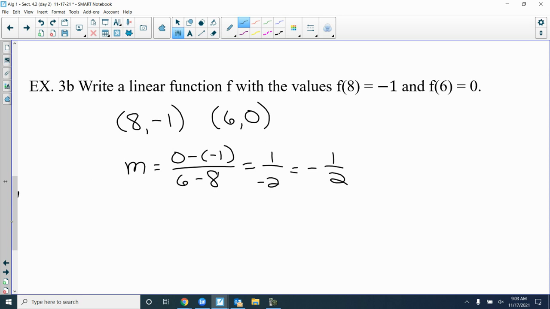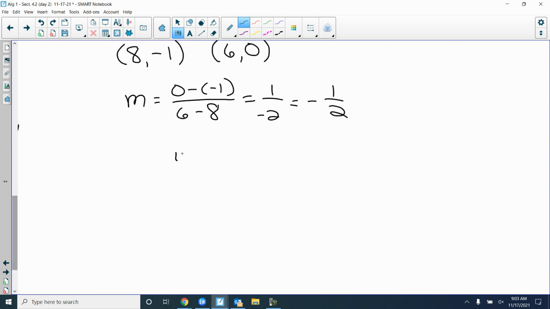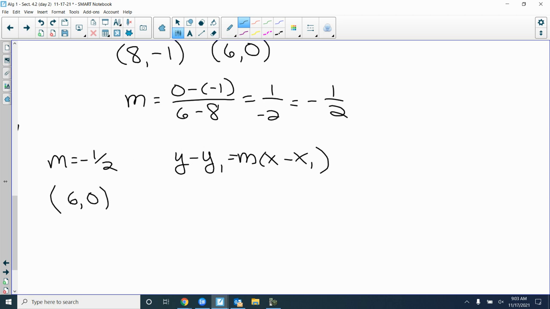All right, now from here, you have y minus y sub 1 equals m times x minus x sub 1. We use m equals negative 1/2, and you pick a point. I know which point Mr. Parker would pick. What point are you picking, Ryan? 6, 0. Yeah, I picked the same thing. There are no negatives, and it has a 0. Zeros are nice ones.